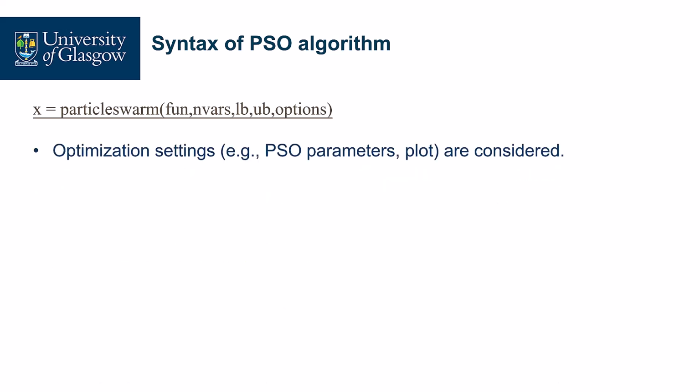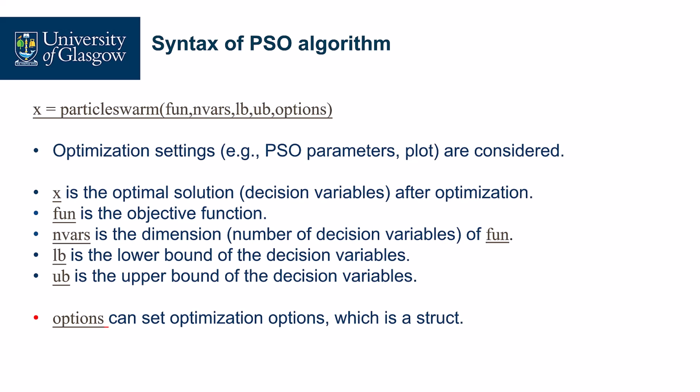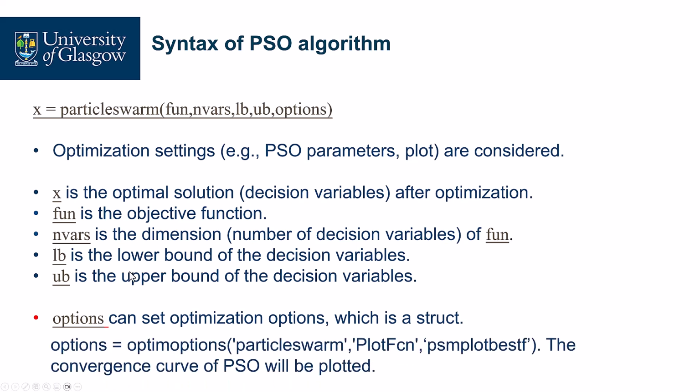Here, we can still put options. The optimization settings, such as the PSO parameters, and how we can plot, can be put here, right? We can see the options is still a struct, like GA, and we can also set it by the optimoptions function. This time, it's not GA, it's particleswarm. It means if we put it here, we can plot. For example, this one plots the convergence curve. We use the pswplotbestf, which plots the convergence curve of the PSO.